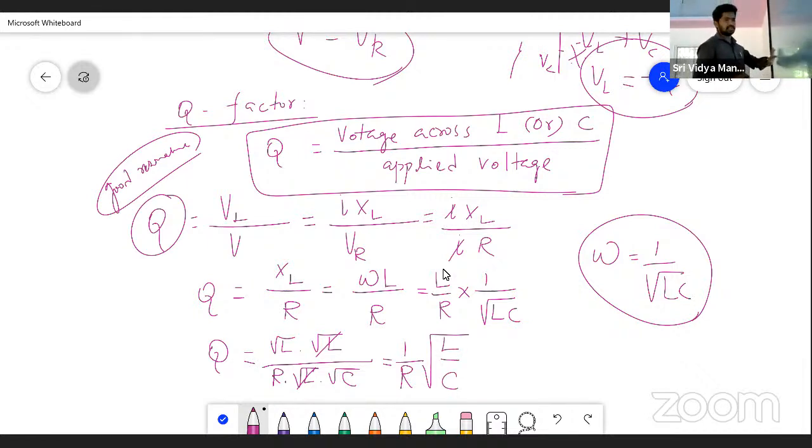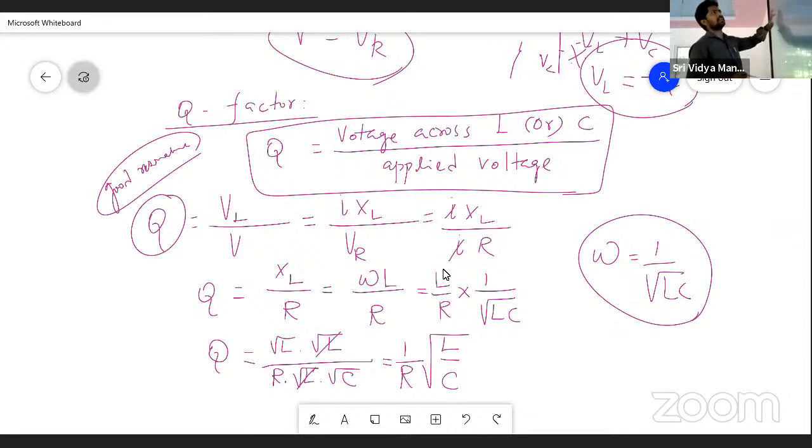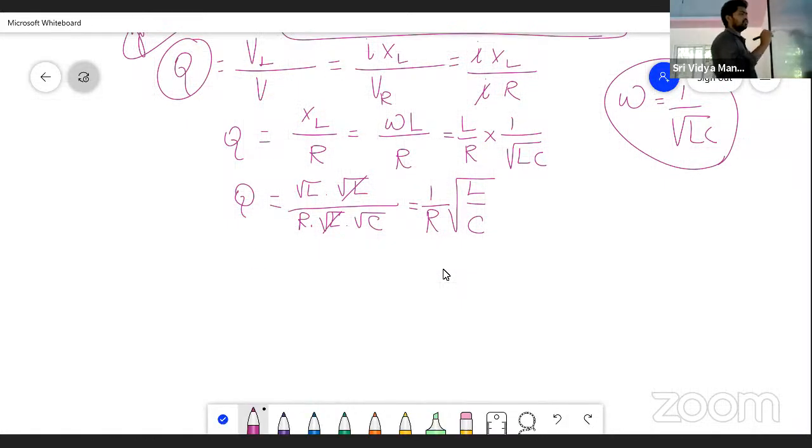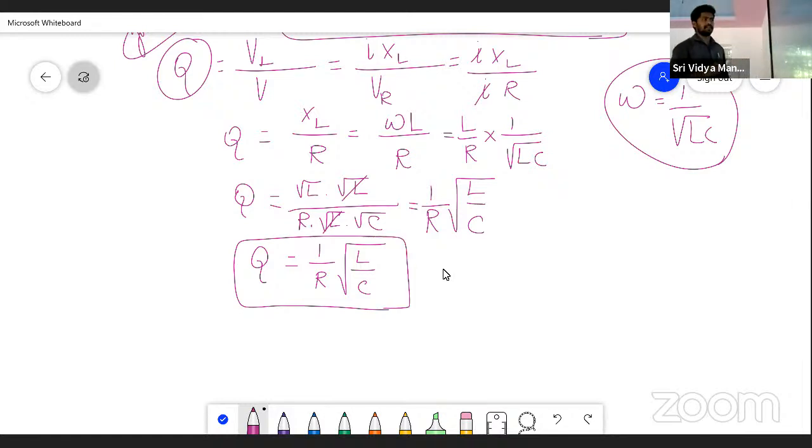L divided by C. This is the quality factor equation. Q is equal to 1 divided by R times the square root of L divided by C. The quality factor is nothing but how many times the voltage is multiplied by the RLC circuit at the resonance condition.